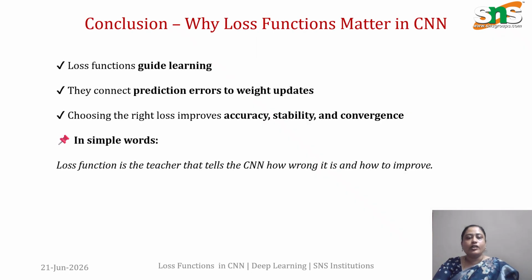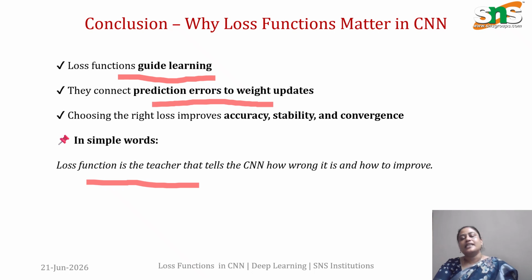To conclude, loss functions guide the model's learning. They connect prediction errors to weight updates. Choosing the right loss improves the accuracy, stability, and convergence of the model. In simpler terms, the loss function is the teacher that tells how the model worked in the training, how wrong it is, and how to improve. All of these will be answered by the loss function.